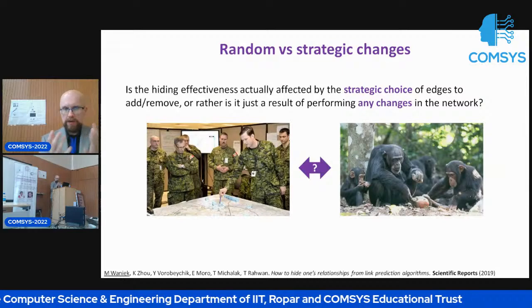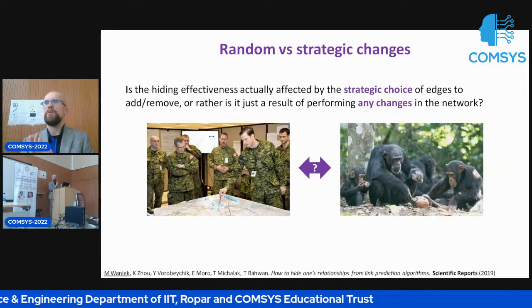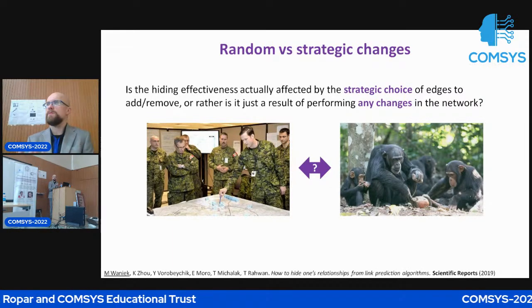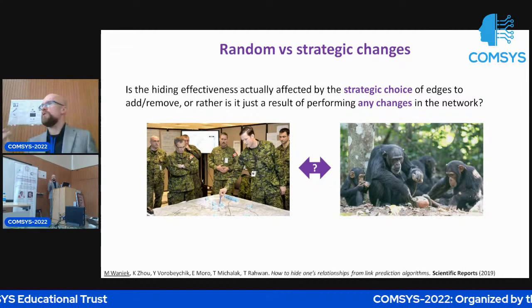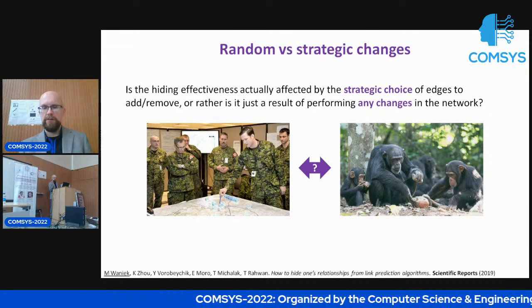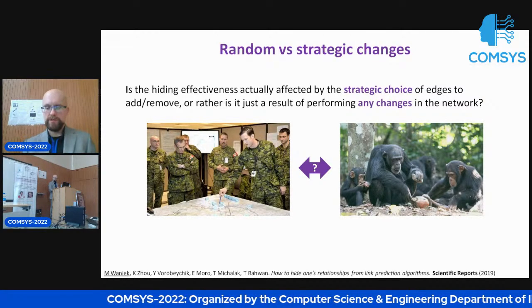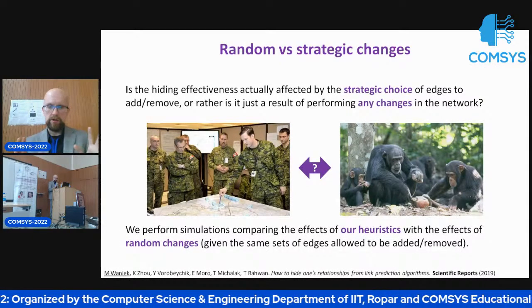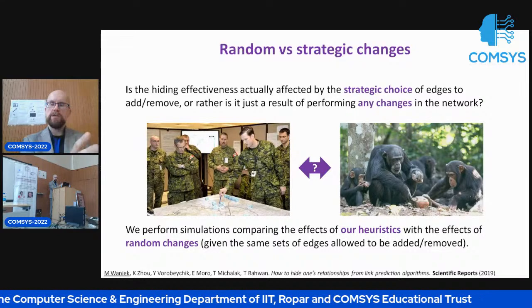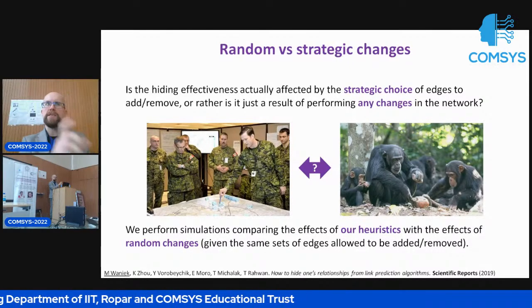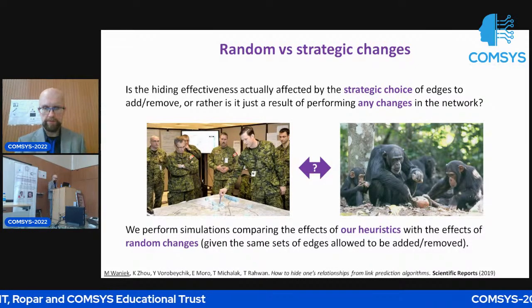Next, we evaluate random versus strategic changes. So we devised some of these heuristics, but maybe it's enough to just do some random changes to the networks, right? Maybe just add and remove some edges in any way we can, and maybe we'll get some good results. So again, we compare our addition heuristic and our removal heuristic with random changes, adding or removing random edges from this network.